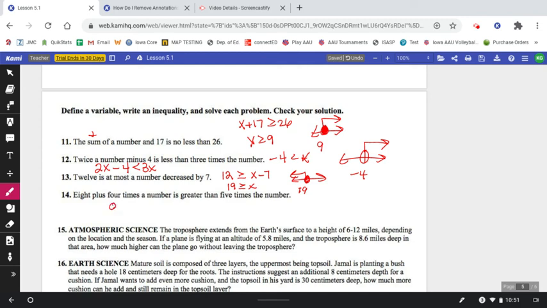8 plus 4 times a number is greater than 5 times the number. Subtract 4x from both sides, and 8 is greater than x. 8 is greater than all of the answers. 8 is the biggest out of all the answers, so it points to the left.